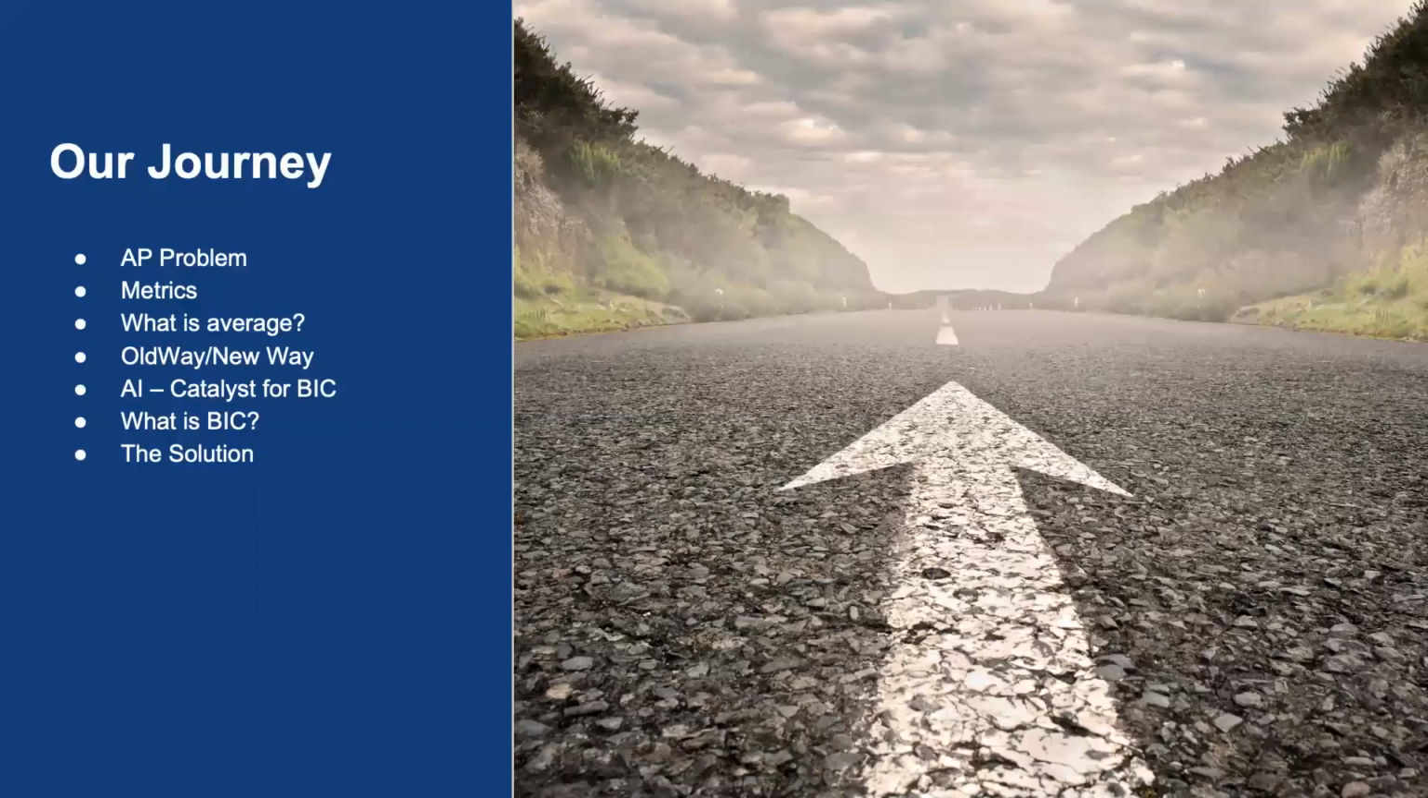Really quickly, just a quick agenda for the webinar. We'll talk about the AP problem. We'll look at some metrics that you can collect to see where you stand. We'll talk about what's average. What do we see in our customer AP departments? A little bit about the old way and the new way and the current situation from a digital transformation perspective. And then we'll talk about AI as a catalyst for best-in-class accounting departments. We'll talk about what actually is best in class from a metric perspective. Then we'll talk a little bit about the solution.